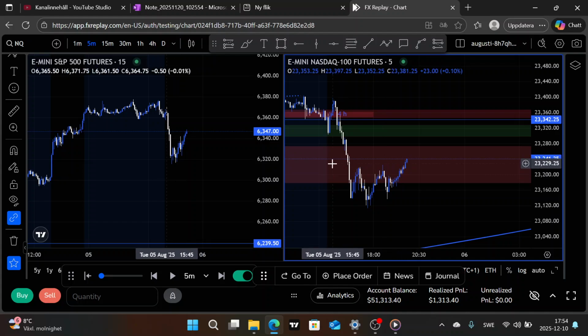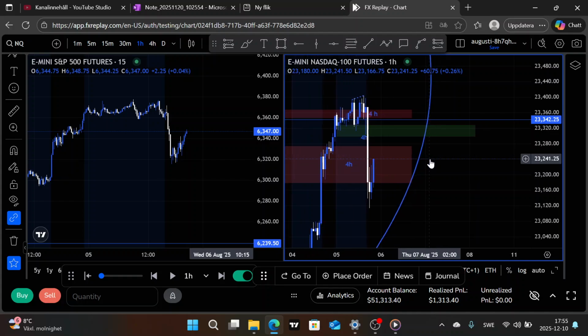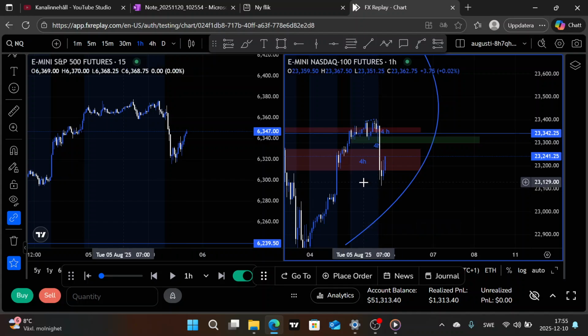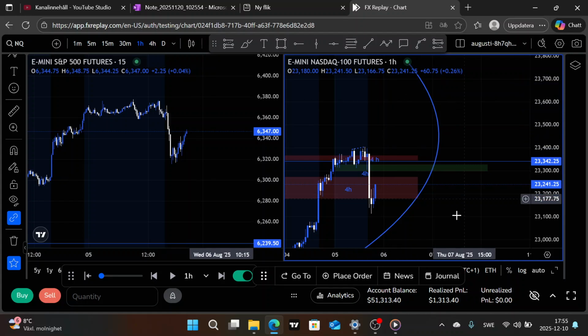Why? Because we have respected this bullish valley gap in 1 hour, and in higher time frame we were bullish, so we go and check it back in 1 hour. This valley gap gets respected, and now we go higher. Still market maker buy model.